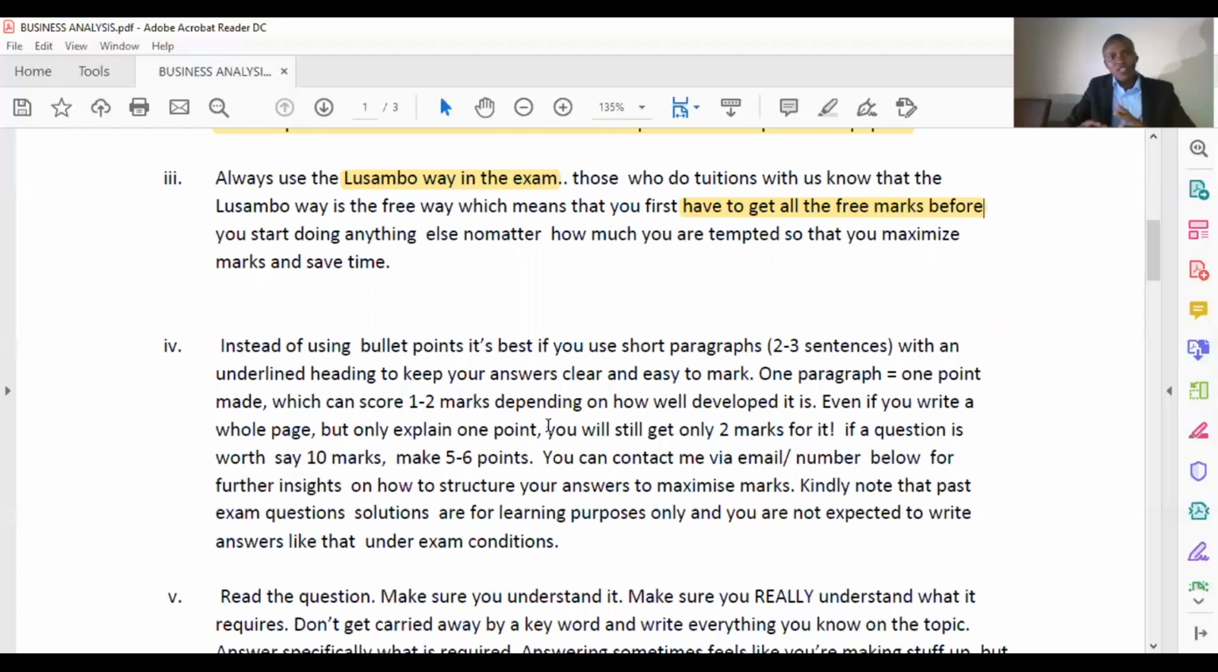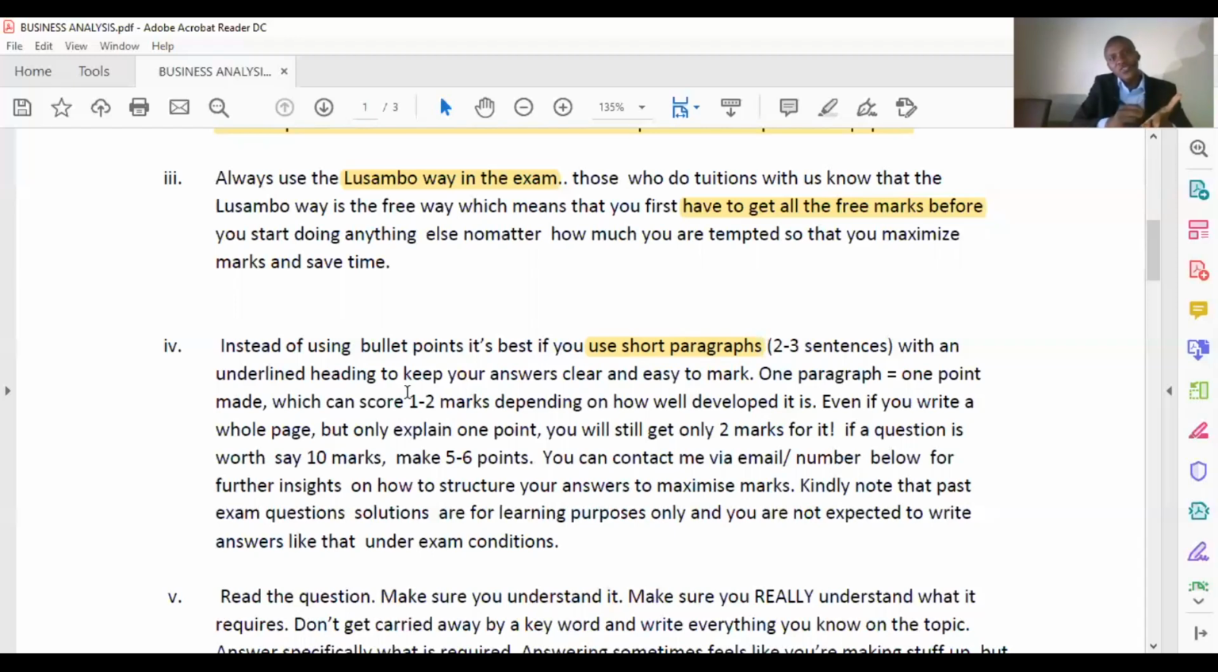Now, one strategy is that instead of using bullet points in this exam, it's best if you use short paragraphs. Don't write bullet points. Please, please, please, you are going to fail terribly. Use short paragraphs, especially 2 to 3 sentences. And in order for you to come across as professional, please underline each heading.